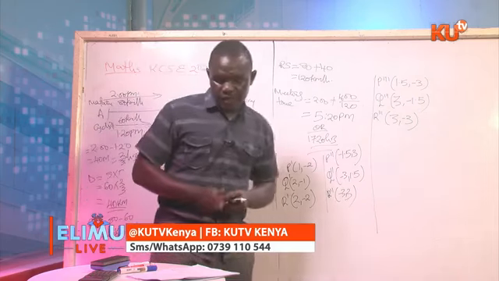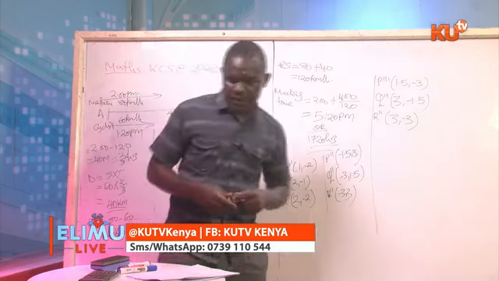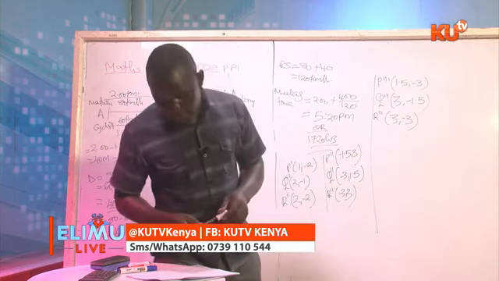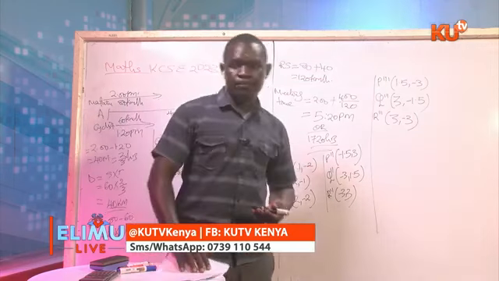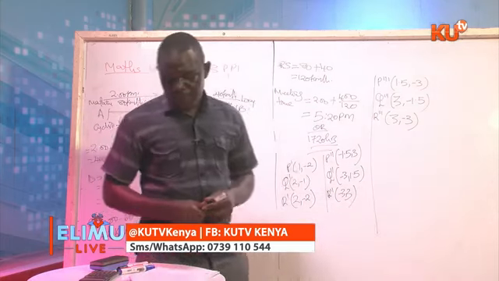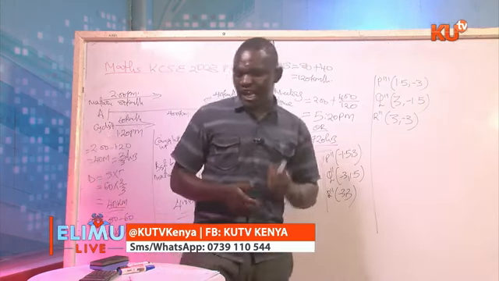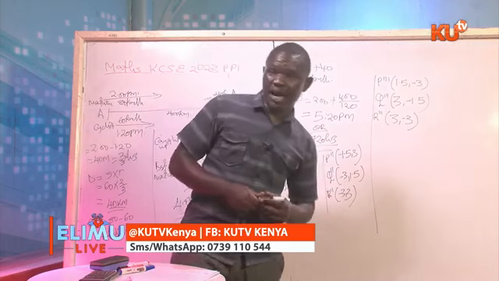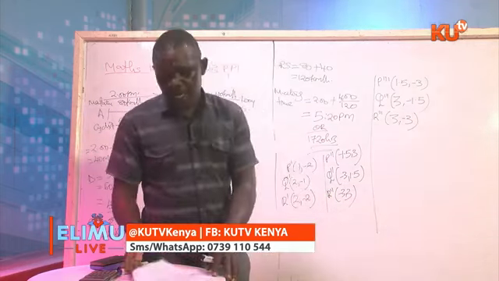Now, I want to get into the last bit of it, that is part B. Describe a single transformation that maps triangle P prime, Q prime, and R prime onto P triple prime, Q triple prime, and R triple prime. If you've drawn it very well, you will see that P triple prime, Q triple prime, and R triple prime is the enlargement of P prime, Q prime, and R prime. It's just enlargement. It has increased in size.